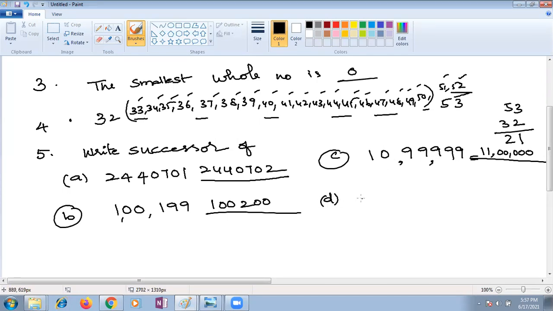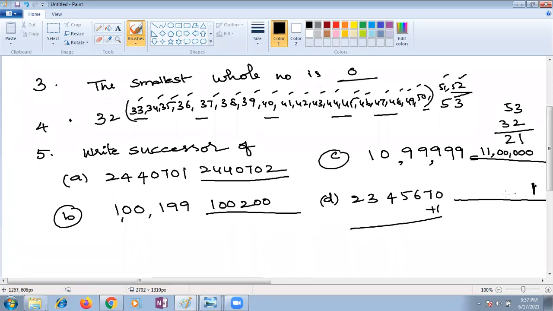Next one, Drona. Yes, ma'am. 2, 3, 4, 5, 6, 7, 0. You need to find the successor of this number. One minute. Just add 1 to the units place. That's all, nothing more. You just add 1 to the units place. Yes, ma'am.